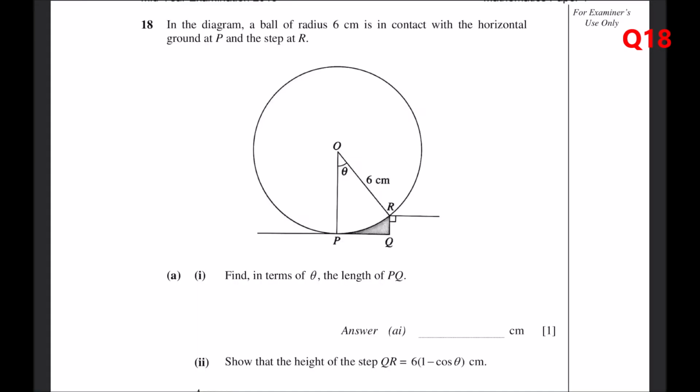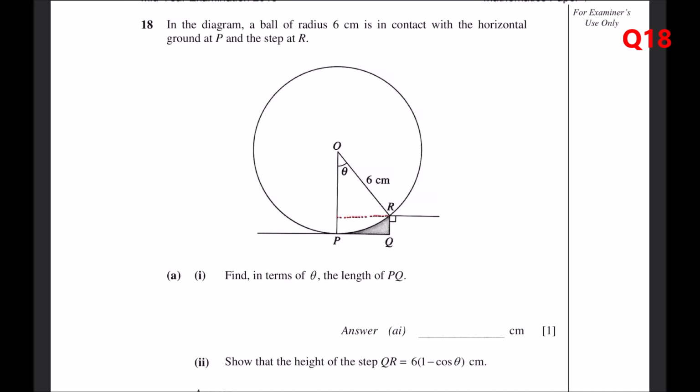Okay, hi everyone, this is question number 18. For part A part 1, you want to find in terms of theta the length of PQ. So how can you use the information that's already given to you in the diagram to find the length of PQ? What you can do is to try to form right angle triangles.